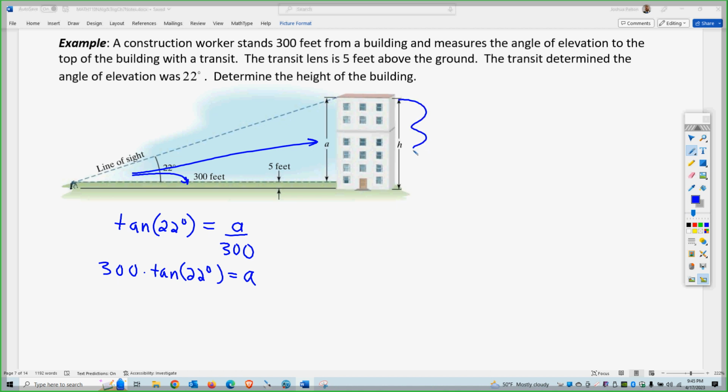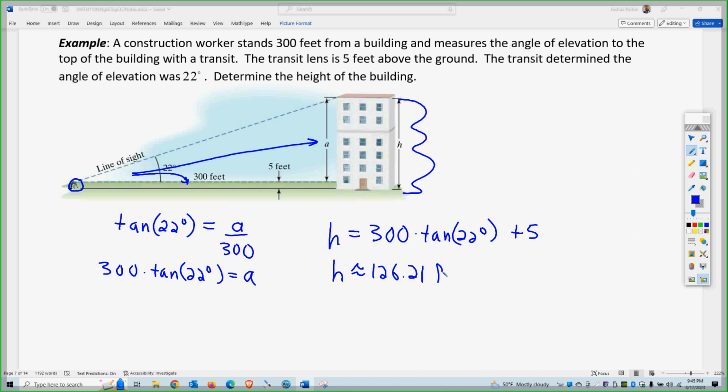And I'm not going to get that value because A is not the answer. I want the height of the building, and the problem is the device that I'm using is going to be 5 feet off the ground. So the actual height is 300 times the tan of 22 degrees, plus 5. So the height is approximately 126.21 feet. And again, when you type these into the calculator, if you're plugging in degrees, make sure it's in degree mode. If you're plugging in radians, make sure it's in radian mode. All right, pause the video. Try the next student problem for yourself.